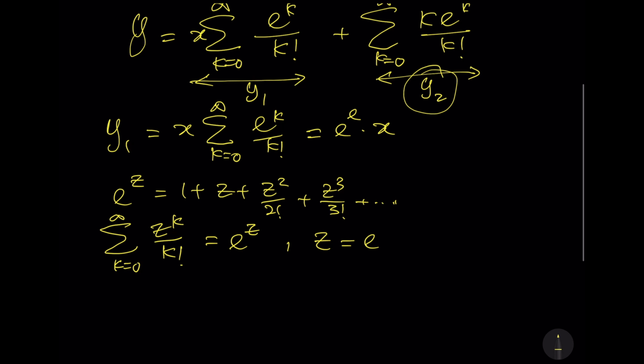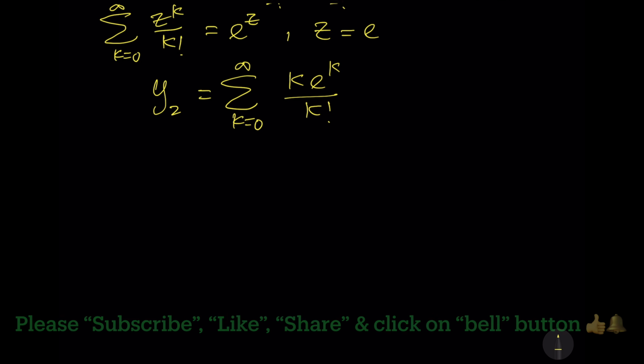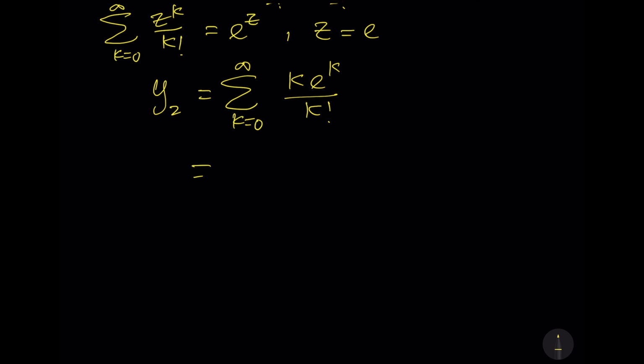Now moving on to y2. This is our y2. We can see that the k on the numerator and the k factorial in the denominator can somehow be simplified. What we can do is split the denominator k factorial into k multiplied by k minus 1 factorial. The k are cancelling each other. However, the k must start from 1 in order to avoid negative 1 factorial.